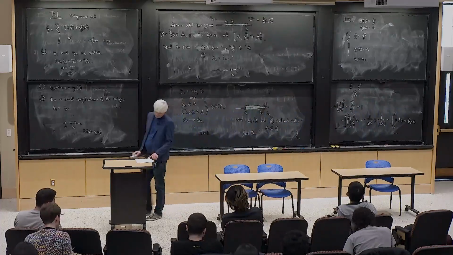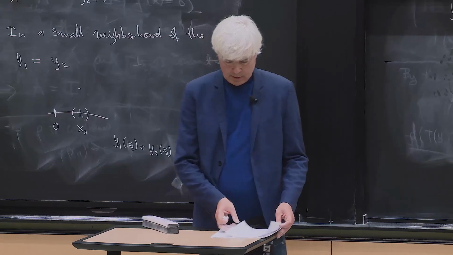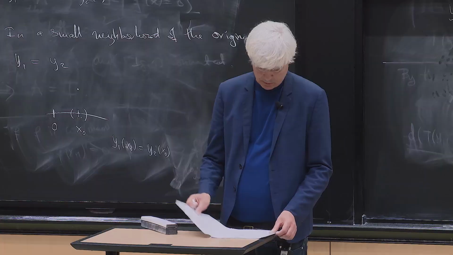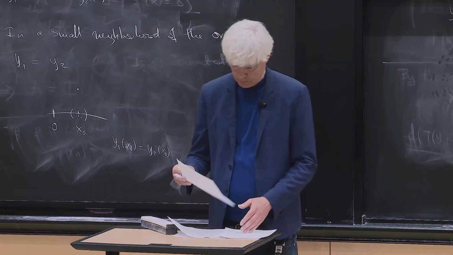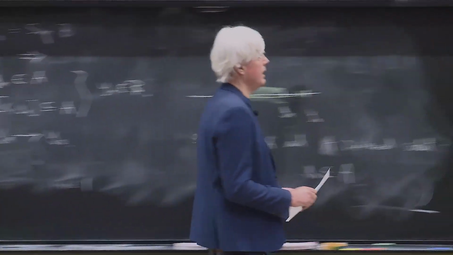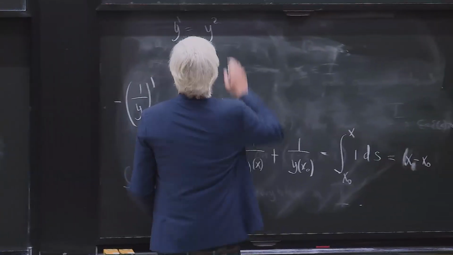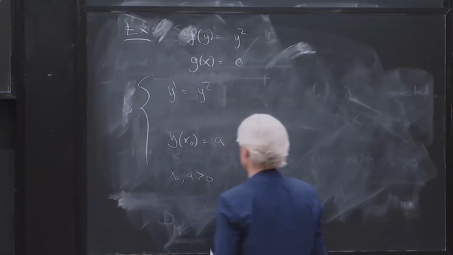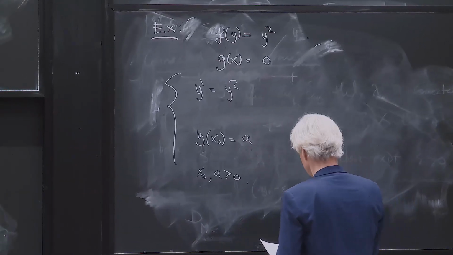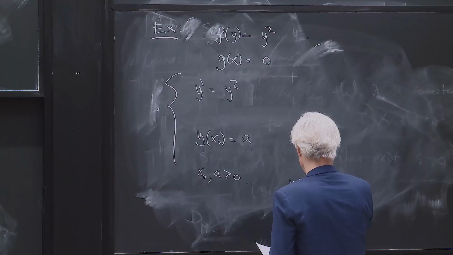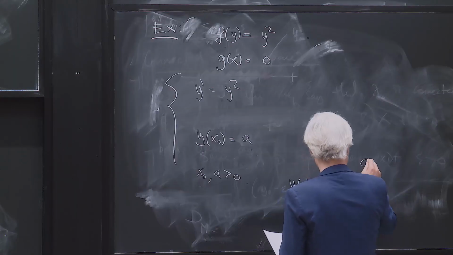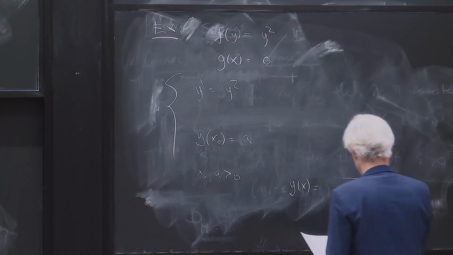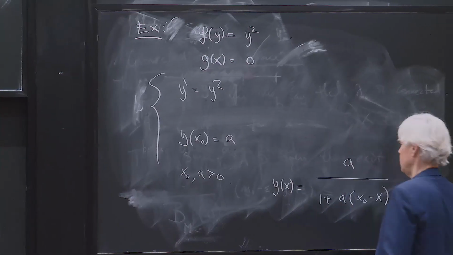So if you solve it, let me just write the result. If you check what this gives you, when you solve it like this, you're getting that y here is, so you have this ODE here, and you're assuming that these things here are positive, and then the solutions are of the form y of x equal to a over 1 plus a times (x0 minus x). Fine.